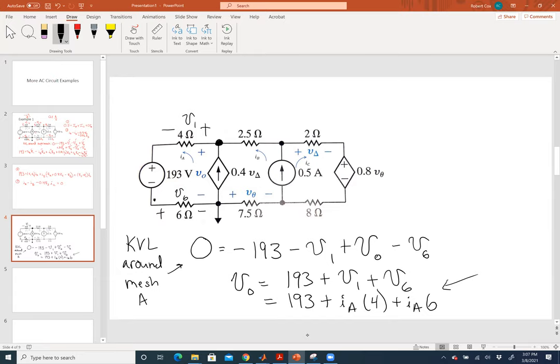Well, the challenge I have here is, okay, where's my ground? My ground is here, right? Yes. So if my ground is here, is this a node that I know necessarily? In other words, it's not 193. Right. It's now, what is it? It would be, I could say that it's 193. If I wanted to say that, I could say this voltage is 193 plus V6.